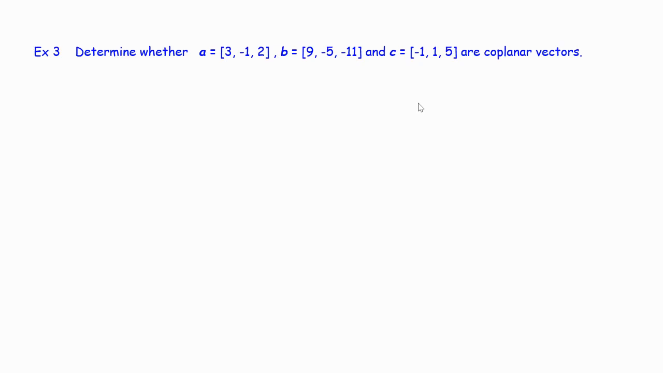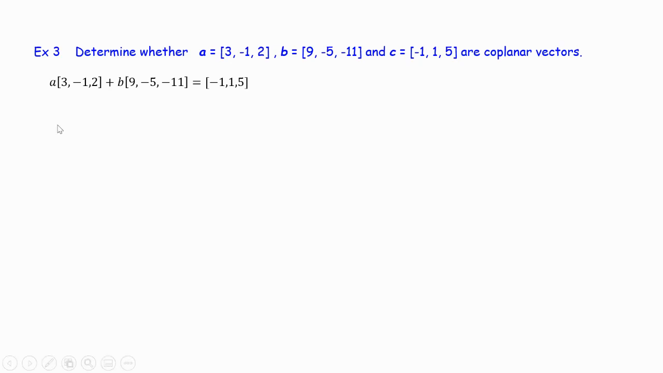So I'm going to walk you through the process now to determine whether these are coplanar vectors or not. Can I somehow take two of these and create the third one? So let's set this up. I'm going to say there's an A that I'm multiplying by the first vector, the 3, minus 1, 2 vector, and a B that I'm multiplying by the second vector. And I'm going to see if I can make that equal to the third vector. I'm going to try this and see if this can work.